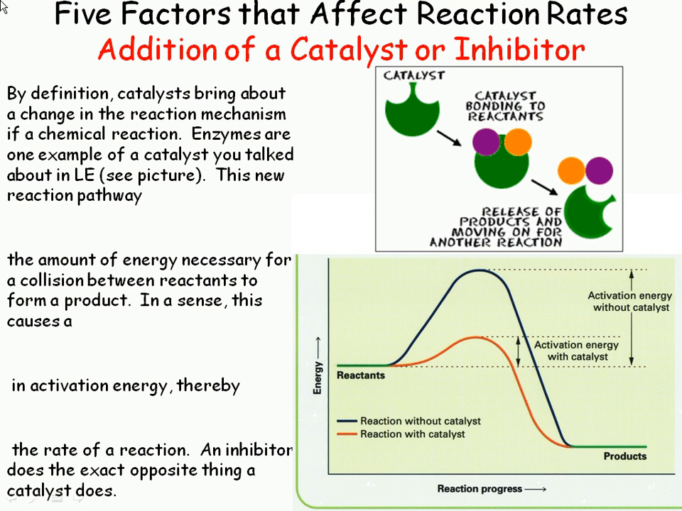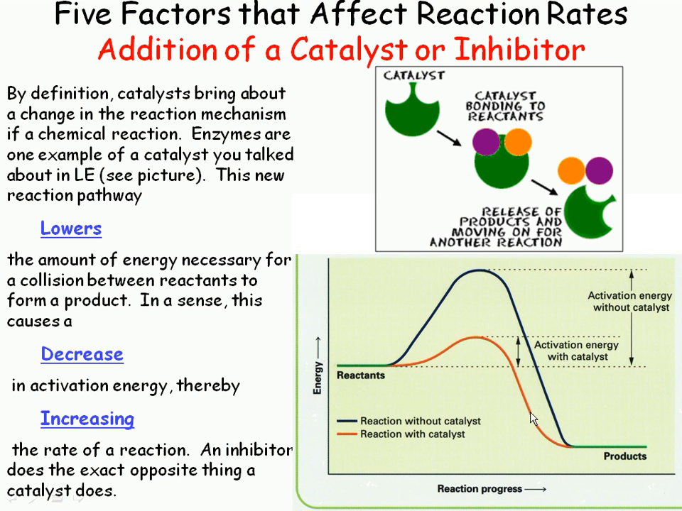So it basically creates a new reaction pathway that lowers the amount of energy necessary for a collision between the reactants to form a product. In a sense, it causes a decrease in the activation energy, and that's what's being represented by this red curve right here. The blue curve represents a normal reaction pathway without the catalyst, but if you have the particles already bent in such a way so they're a lot easier to have a chemical reaction, you need a lot less energy. So by lowering the amount of energy necessary for a collision to occur and decreasing that activation energy, you're going to increase the rate of reaction. It's just going to happen a lot faster.